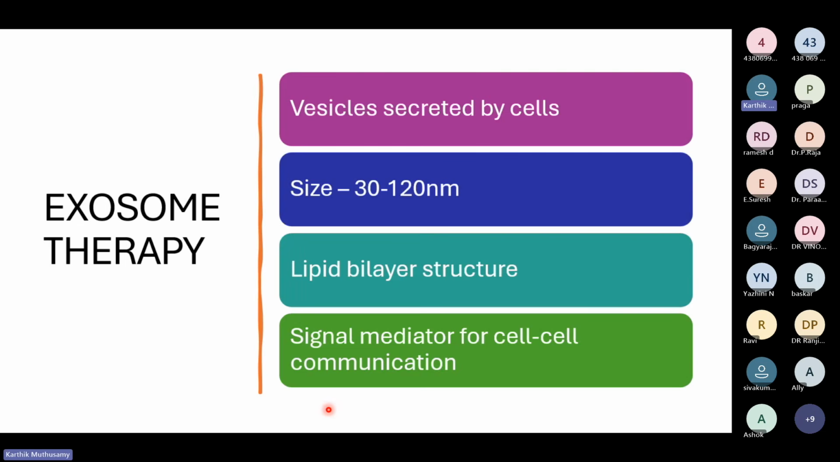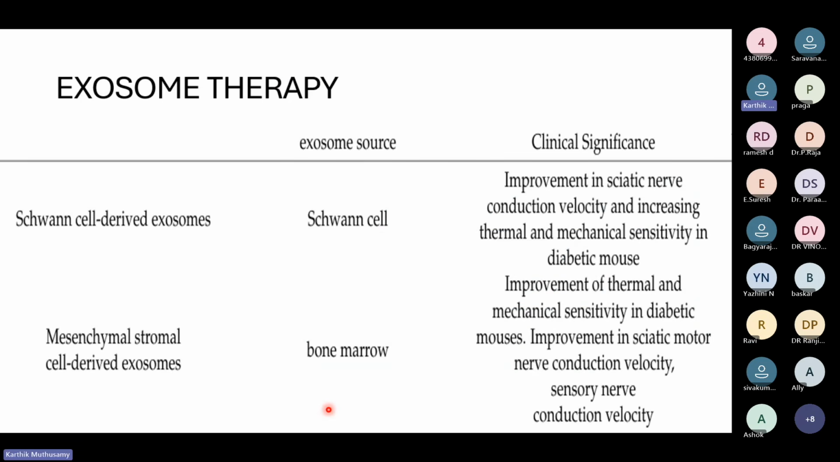The third method under trial is exosome therapy. What is an exosome? Exosomes are vesicles secreted by the cells, usually of size 30 to 120 nanometer. It has a lipid bilayer structure, and it is a signal mediator for cell-to-cell communication. So there are two exosome therapies under trial currently. First one is the Schwann cell derived exosomes. It causes improvement in sciatic nerve conduction velocity and increases thermal and mechanical sensitivity in diabetic mice.